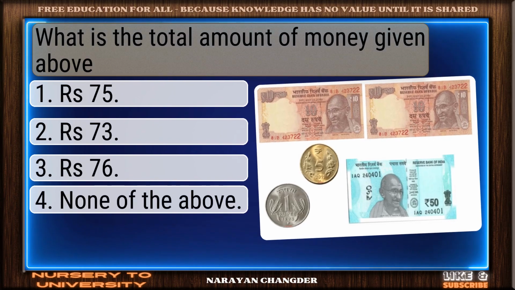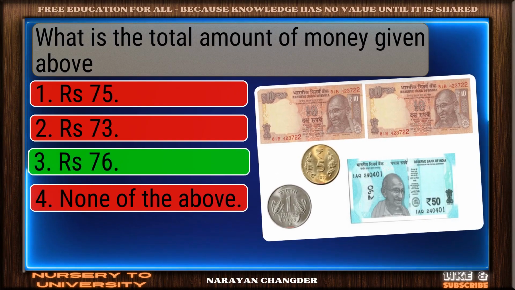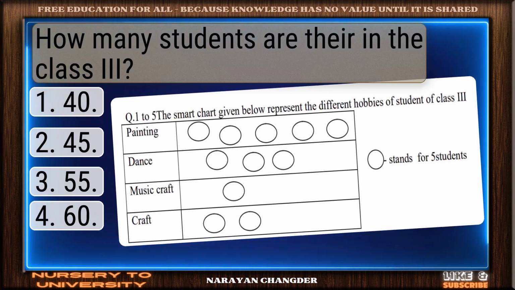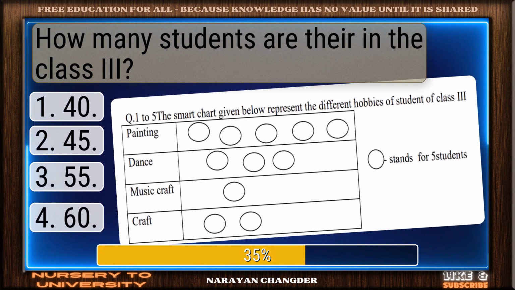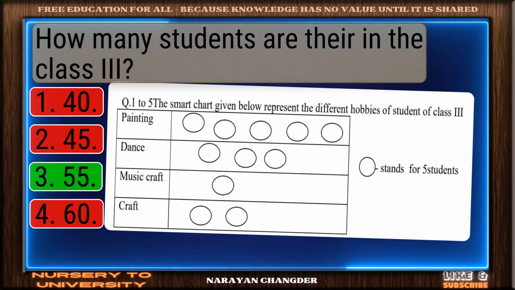What is the total amount of money given above? Right choice. 76 is the best answer. How many students are there in the class here? Smart move. 55 is an accurate answer.